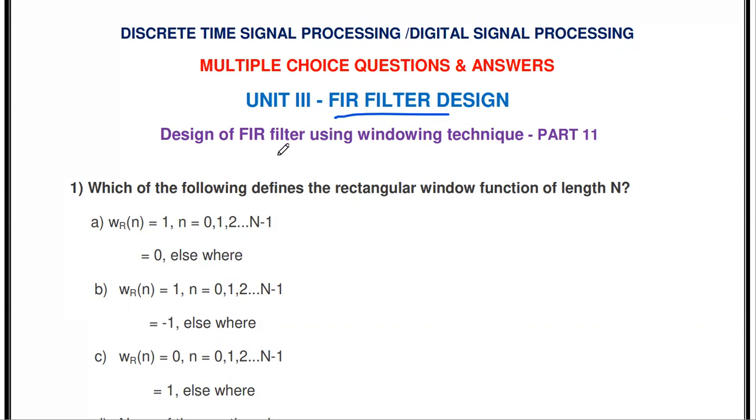In this video, we are going to see the design of FIR filters using the windowing technique. There are many windows used to design digital FIR filters: the rectangular window, Hamming window, Hanning window, Blackman window, Bartlett window, and Kaiser window. In your syllabus, only three windowing techniques are mentioned: rectangular window, Hanning window, and Hamming window. So in this video, we are going to discuss those three windowing techniques.